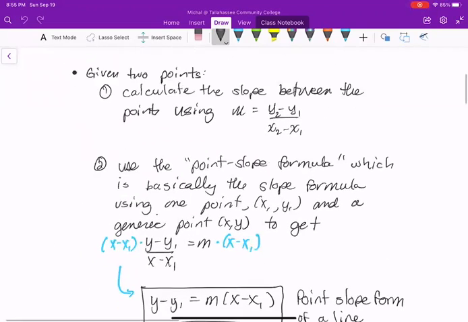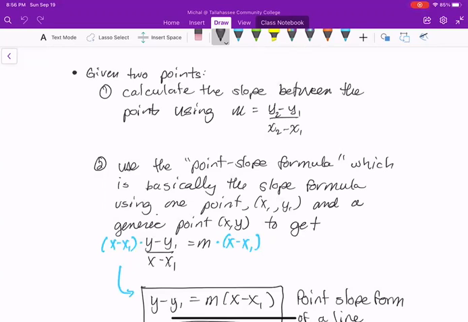The other way that you're going to be asked to do this is given 2 points. So they'll say, hey, here's 2 points, or here's a function, input and output, and there's 2 of them. And you're going to find the equation of that line. The first thing you're going to do is find the slope. And you find the slope using the slope formula, m equals y2 minus y1 over x2 minus x1. It's our common change in y over change in x formula.